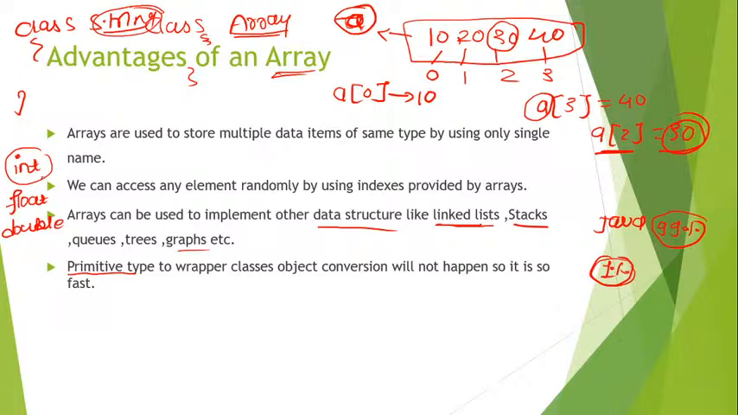For executing with these primitives, we would have to convert from the primitive to a wrapper class. That means they have created wrapper classes for the primitives, like Integer for int. So there is no conversion between this primitive data type and the wrapper class. It will directly execute. So this is the advantage.